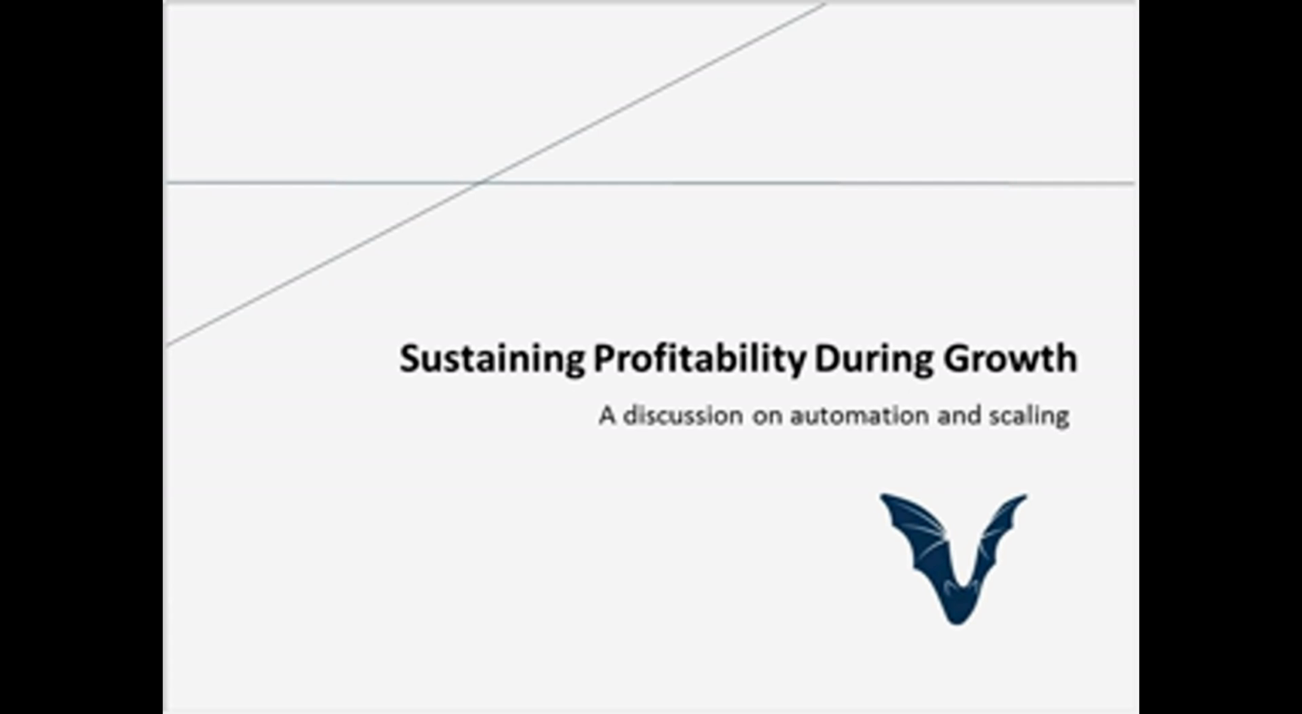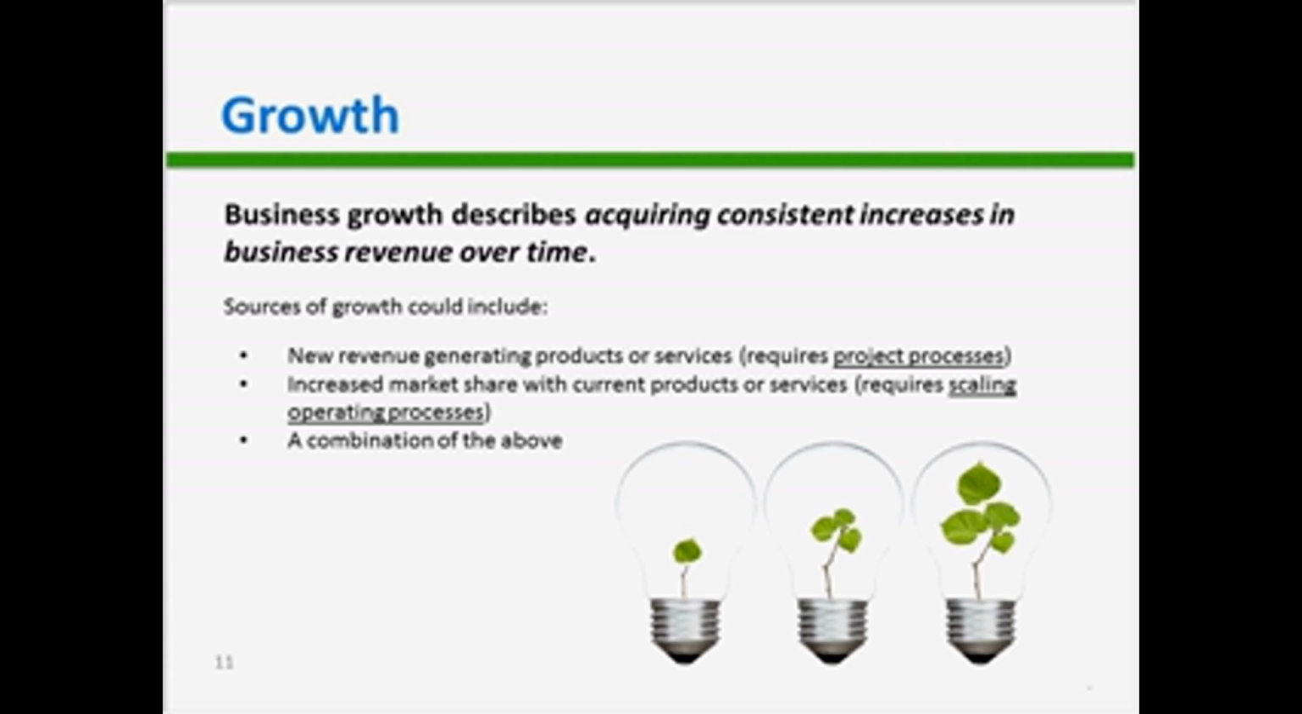All right, so sustaining profitability during growth. When we talk about automation and scaling, fundamentally, we're talking about business growth. That's where you start the conversation. What is business growth? It's acquiring consistent increases in business revenue over time. That's what we mean technically when we talk about a business growing.